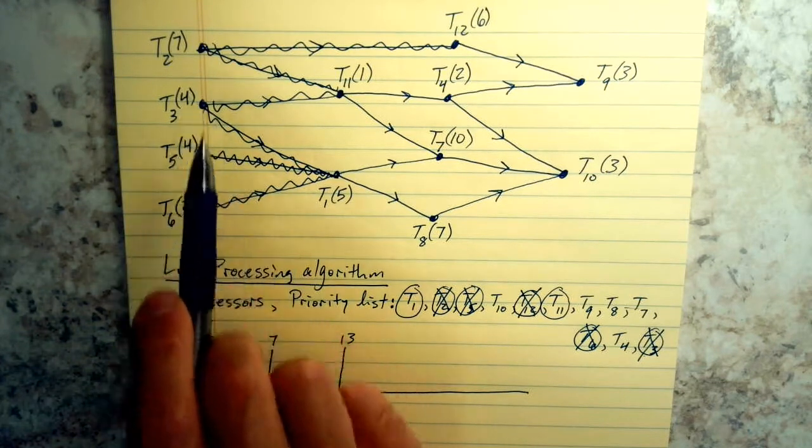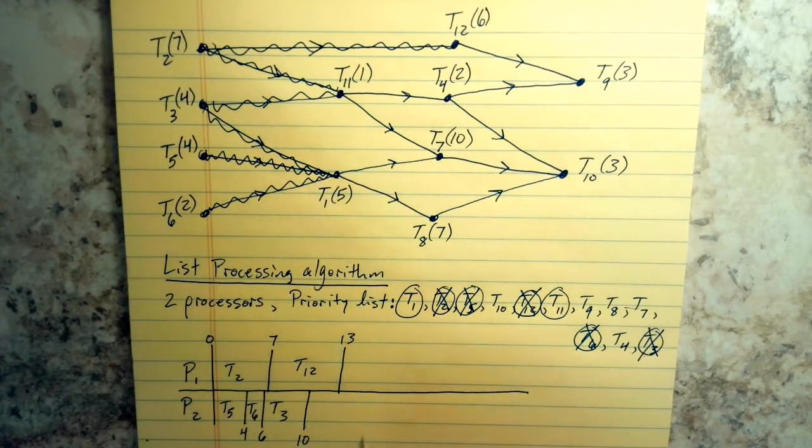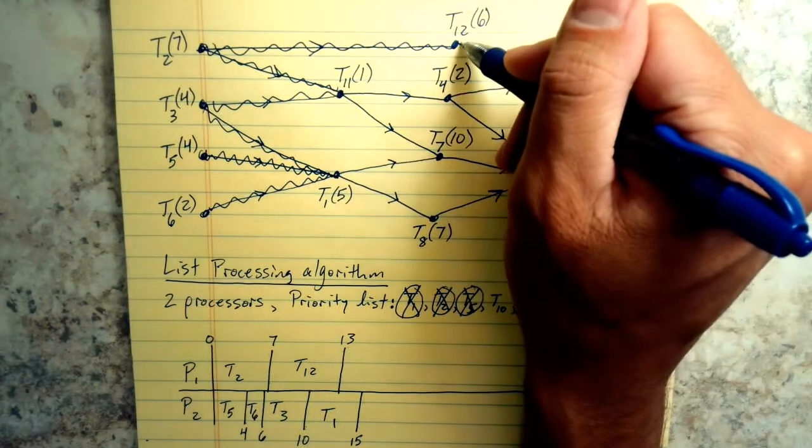And task 1 takes 5 units of time. So that'll take us out here to 15. Started at 10. And task 1 has been scheduled. So then my first available processor is processor 1 at time 13, so 12 is done.